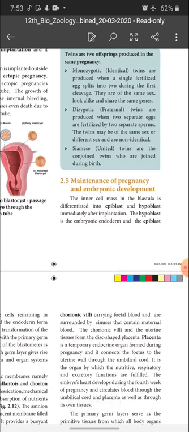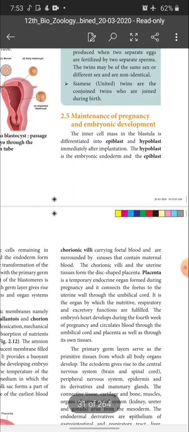Then siamese means conjoined twins who are joined at birth. The twins are not separate from each other; they are joined with each other. That is called siamese children. That's about monozygotic, dizygotic and siamese. Okay, next we are going to see about maintenance of pregnancy.